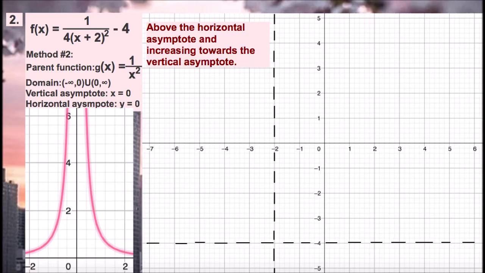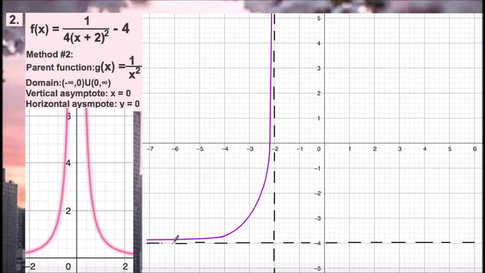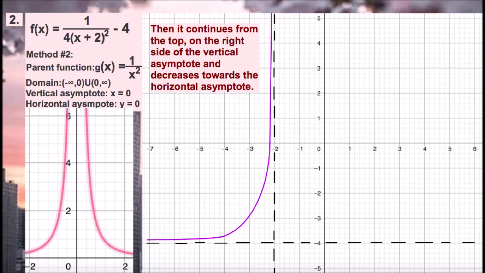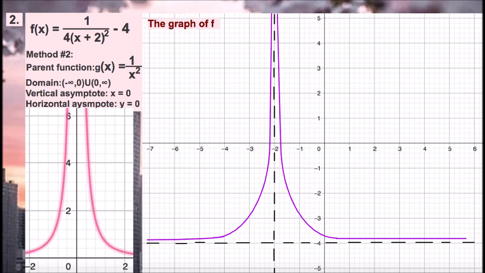Above the horizontal asymptote and increasing towards the vertical asymptote. Sketch it just like that in purple. Then, it continues from the top on the right side of the vertical asymptote and decreases towards the horizontal asymptote. This is thus the graph of f.